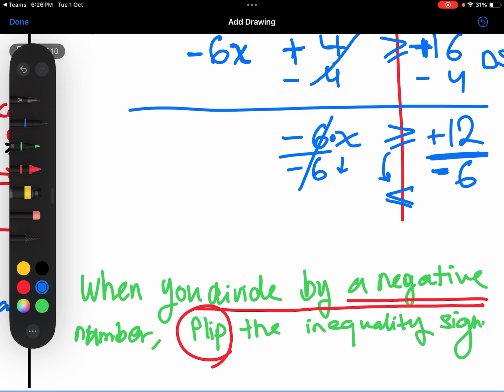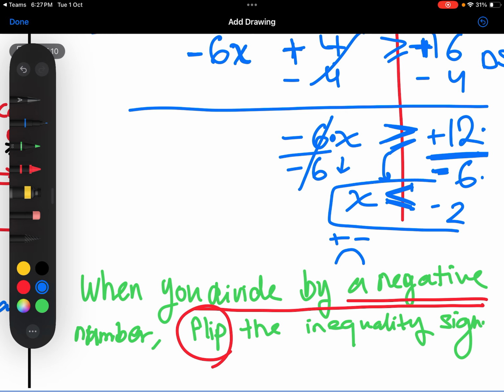I have only x. I flipped my inequality sign into less than or equal to. 12 divided by 6 is 2. Positive and negative will give me a negative answer. So this is my answer.